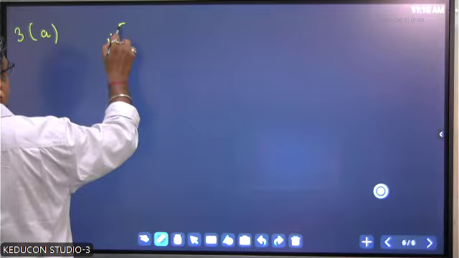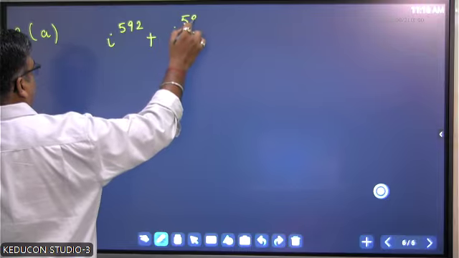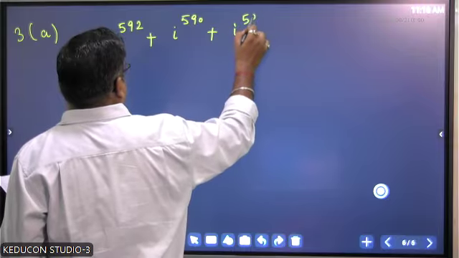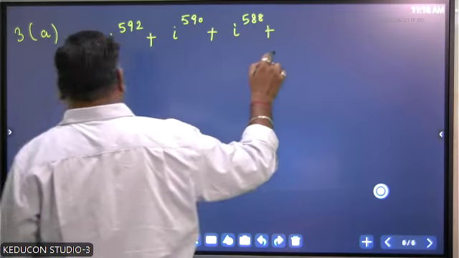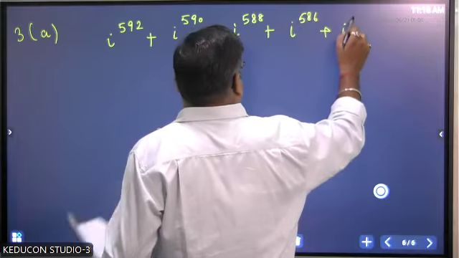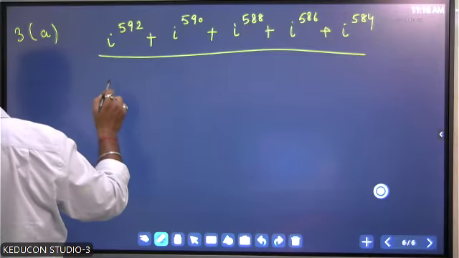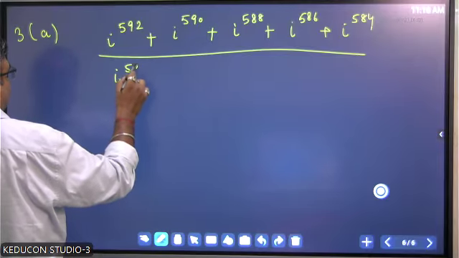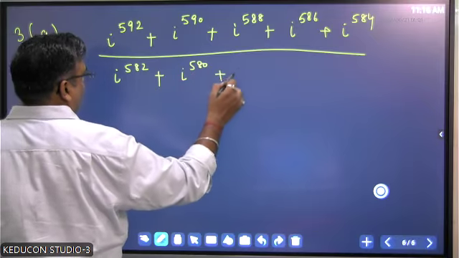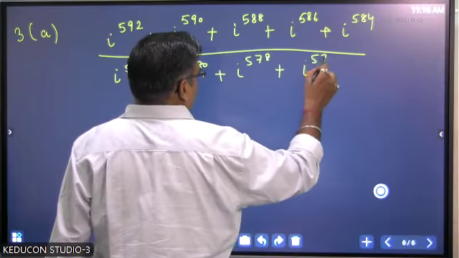Iota raised to power 592 plus iota raised to power 590 plus iota raised to power 588 plus iota raised to power 586 plus iota raised to power 584, divided by iota raised to power 582 plus 580, 578 plus 576.